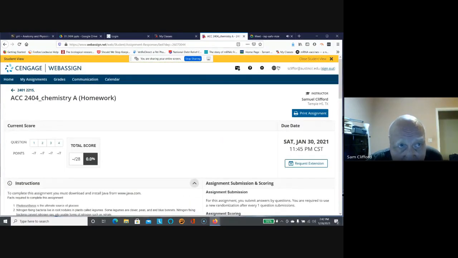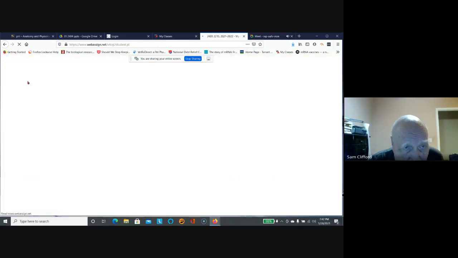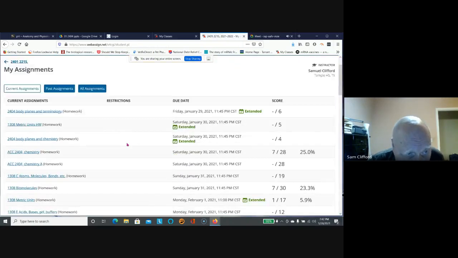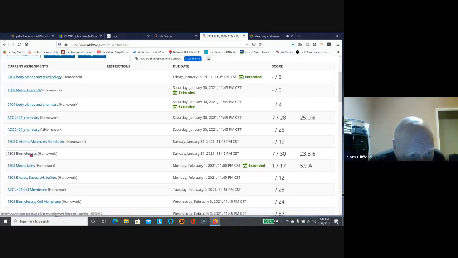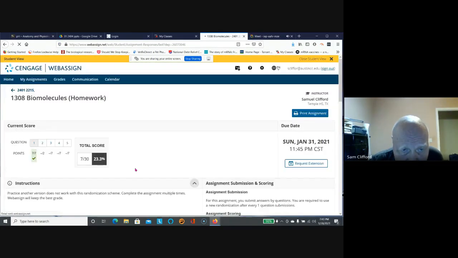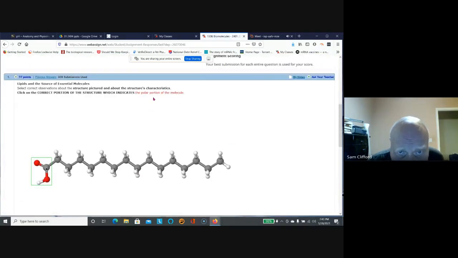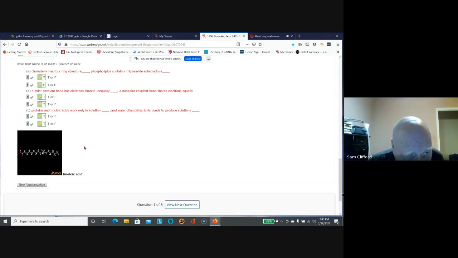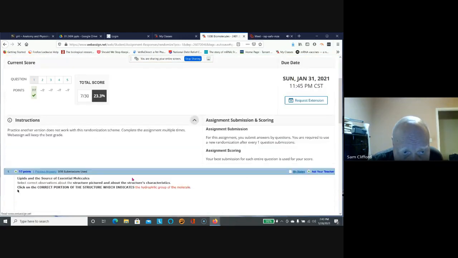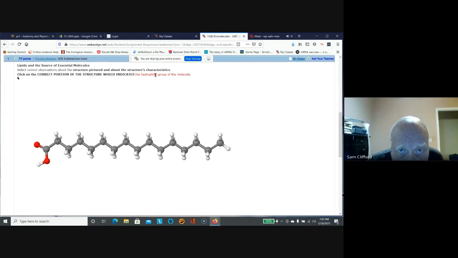Okay, let's go back to My Assignments and let's look at a fatty acid. So if we go to biomolecules here and we look at this question, the polar portion of the molecule, well, we already did that. Let's get a new randomization. So let's look here. The hydrophilic group of the molecule, that's right here. The oxygens are very polar because they have a high concentration of electrons when they share unequally.